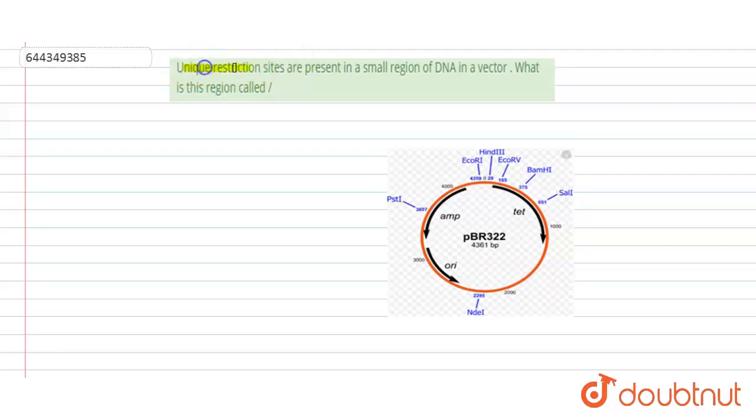Hello students, have a look at the question. Question is: unique restriction sites are present in a small region of DNA in a vector. What is this region called? This region is called a multiple cloning site.